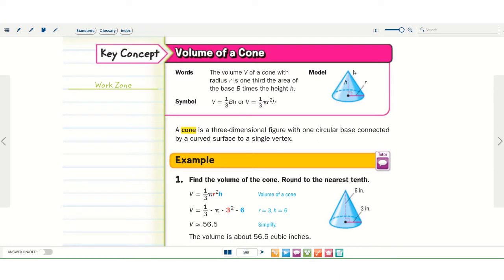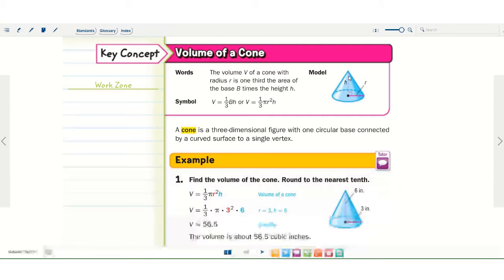Sometimes your cones can be turned around. For instance, if you think about an ice cream cone, the tip of an ice cream cone would be at the bottom. But again, you still have your circular base here. We're still going to have a height. You can still see your radius here, and then it comes to the single vertex at the top. So that's the cone, and again, we're going to be focusing on finding the volume of it.